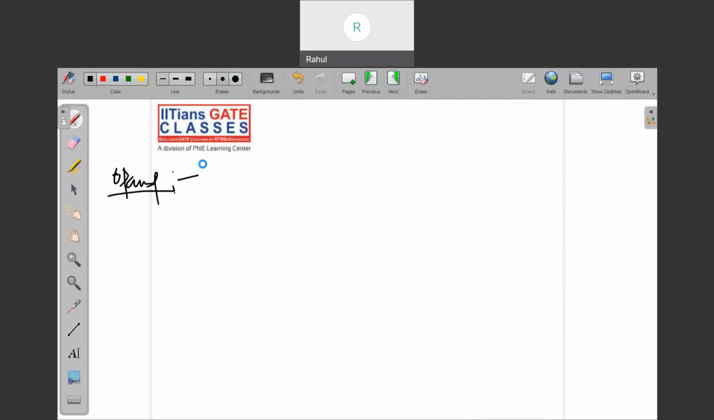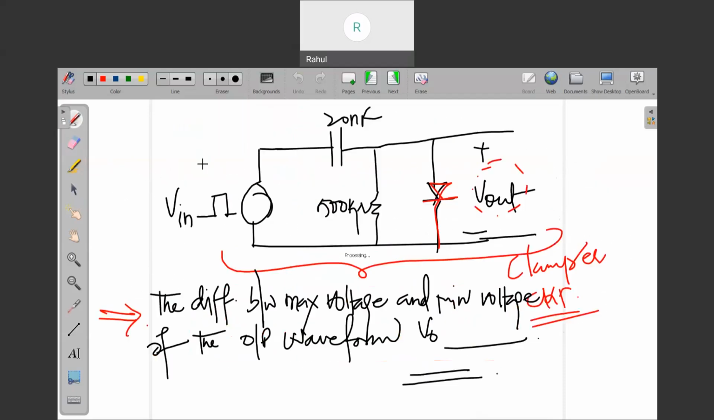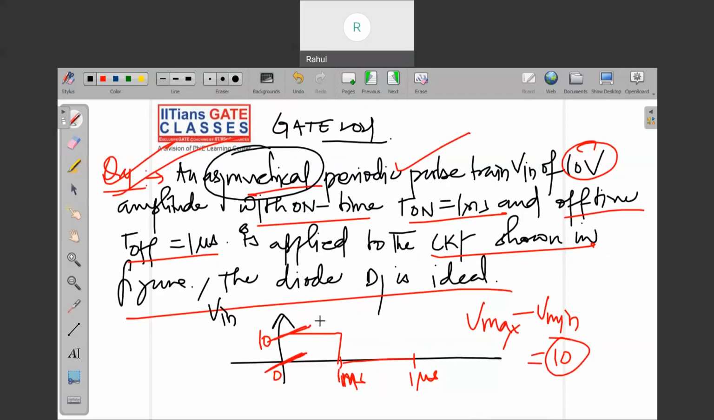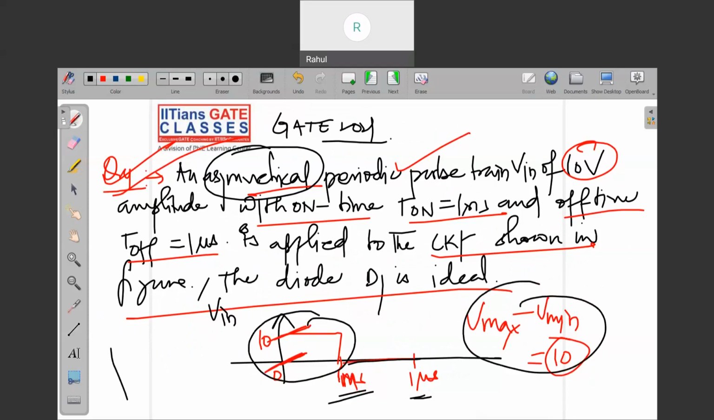And also one thing you have to keep in mind, asymmetrical waveform. Here I have taken symmetry, right? Just to explain, I have drawn it like this, but you have to draw asymmetrically, like this. This kind of a waveform you can draw.